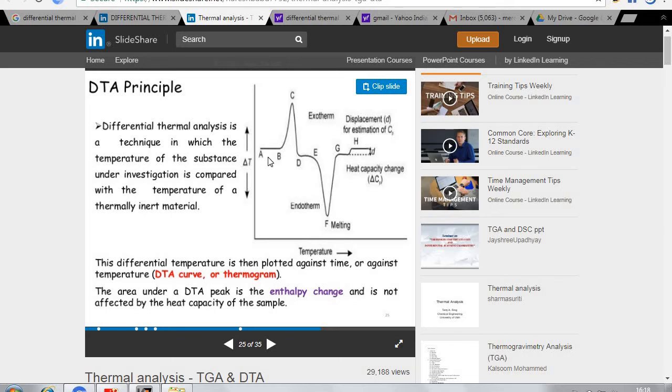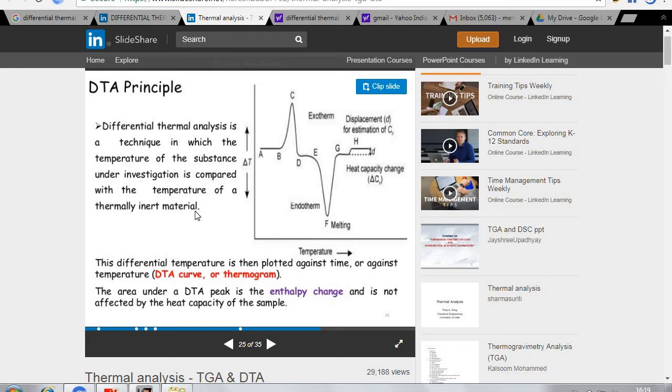Depending upon the graph, the type of chemical reaction will be ascertained. If it is an exothermic reaction, you will get a curve in the positive direction, and if it's an endothermic reaction, then it will be in the opposite direction. Exothermic reaction means the heat is liberated, and endothermic reaction is where the heat is absorbed. So don't confuse them.